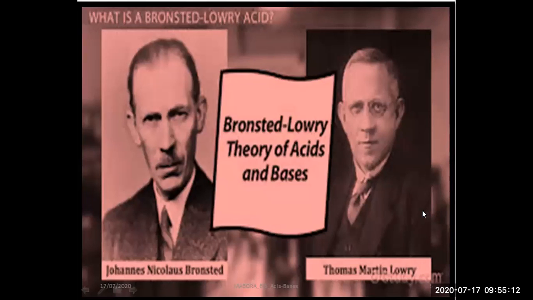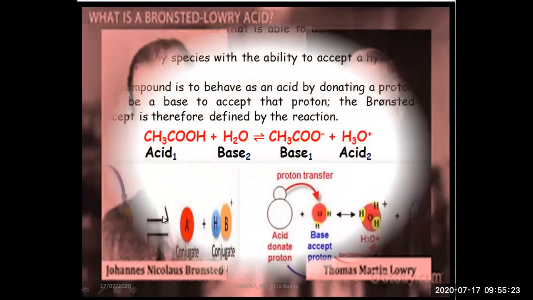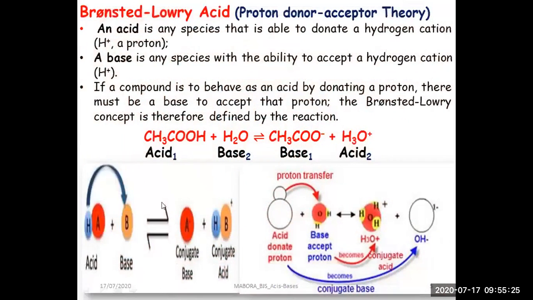Another theory introduced was by Lowry Bronsted, and this theory was introduced to explain how various atoms, ions, molecules can be classified as acids and bases. It is called the proton donor acceptor theory. Now they have given little wider definitions of these acids and bases.